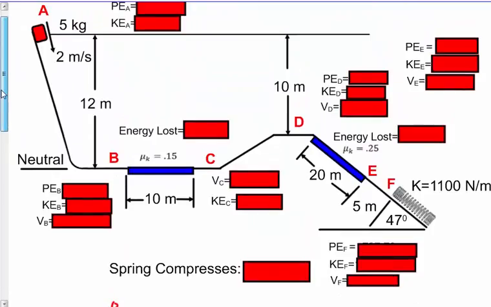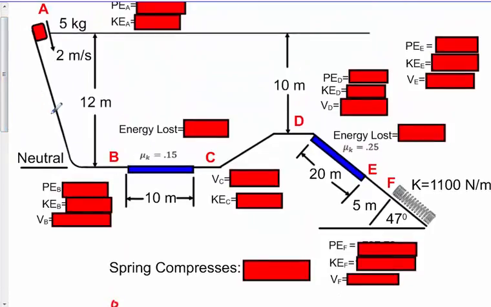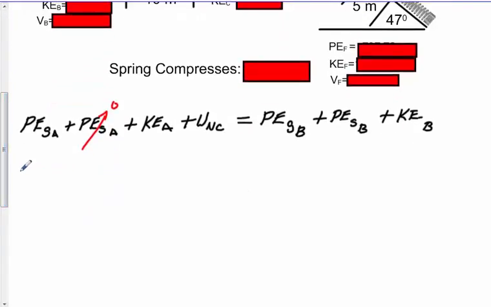So here we go. My initial gravitational potential is going to be this mass times 9.8 meters per second squared times 12. So we'll come down here. We'll take 5 kilograms times 9.8 meters per second squared. Again, we multiply it by the h value, which is going to be 12.